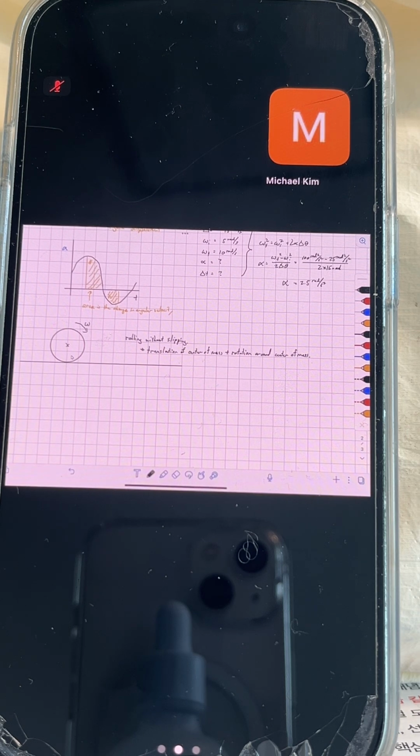And so here in particular, this told us that the change in the displacement of our center of mass ends up being r times our angular displacement. Our velocity of our center of mass is r times our angular velocity. And then the acceleration for our center of mass is r times our angular acceleration.